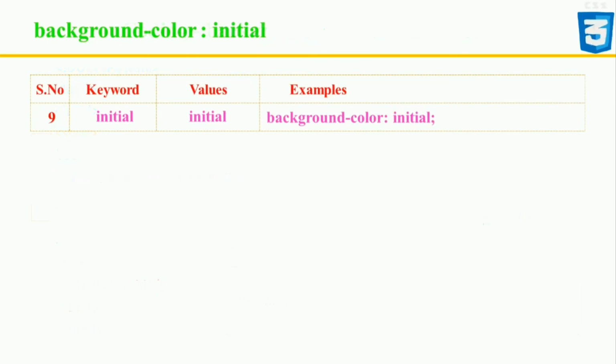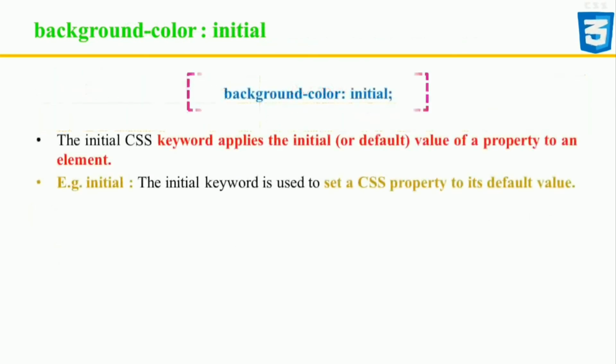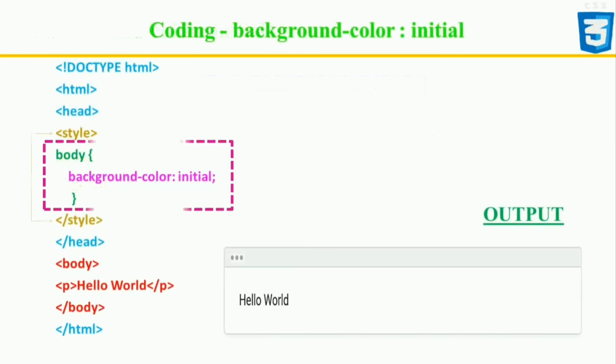The initial keyword is used to set a CSS property to its default value. The initial keyword can be used for any CSS property and on any HTML elements. The transparent is the default value. To understand the initial keyword, we have to remember an important fact: every CSS property has its default value. The initial keyword tells the browser to use the CSS default value for the given property. Here the background color of the body element will be fully transparent and the background will show through. The initial keyword in this example will set the background color to its default value, which is transparent. So the background color of the body element will be fully transparent and the background will shine through.